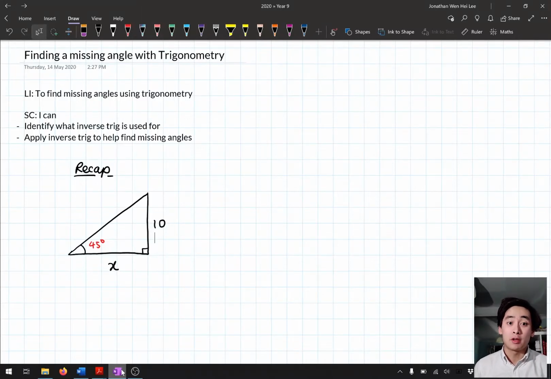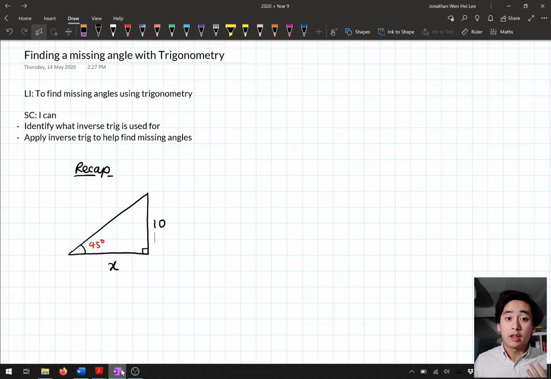In this video I'm going to go through the next section in your learning from home booklet and look at finding a missing angle using trigonometry. In this lesson I'm focusing on using trigonometry to find missing angles, and there are two things we want to look at. We want to understand what inverse trig is and apply inverse trig to help find missing angles. So those are two things we want to do in this lesson.